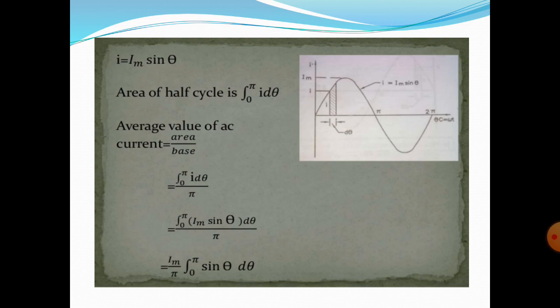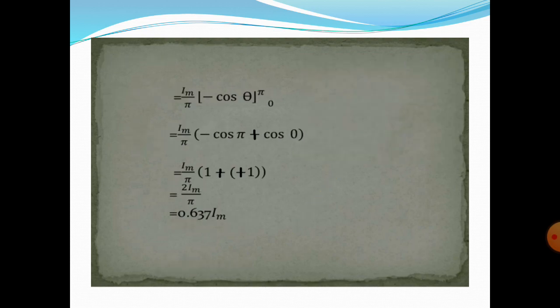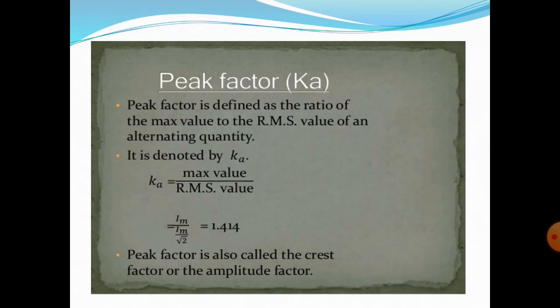Integrate sine theta, we get minus cos theta. We have to substitute the limits, upper limit minus lower limit. So finally we get the answer 2 Im divided by pi. So finally the average value is equal to 0.637 Im for a given sine wave.